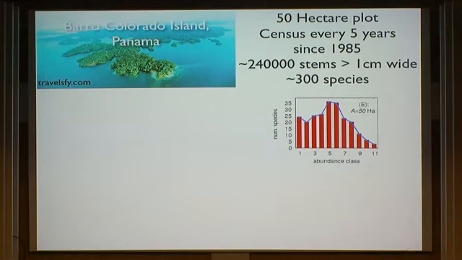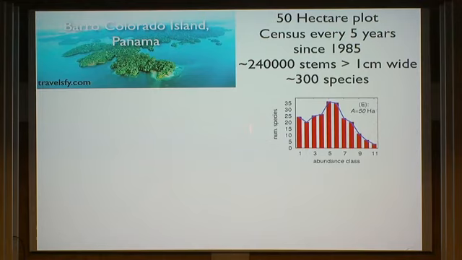Typically, we only class those as being bigger than 10 centimetres wide at breast height that we count as being adults. So there's the order of a few hundred species, again depending on where you look and what your lowest limits of sizes are. And this is a classic way of looking at species abundance distributions.